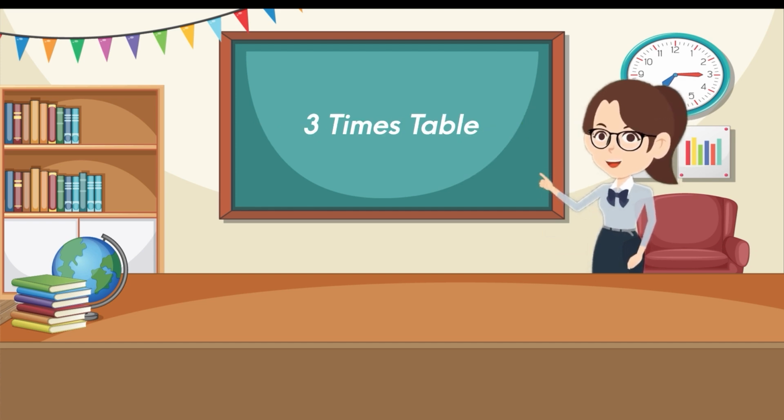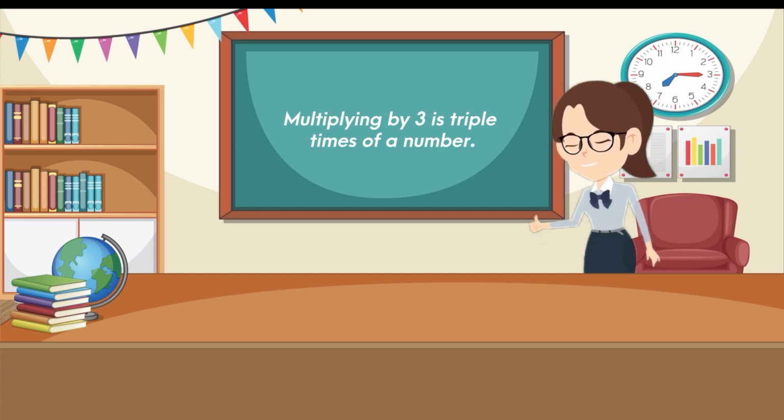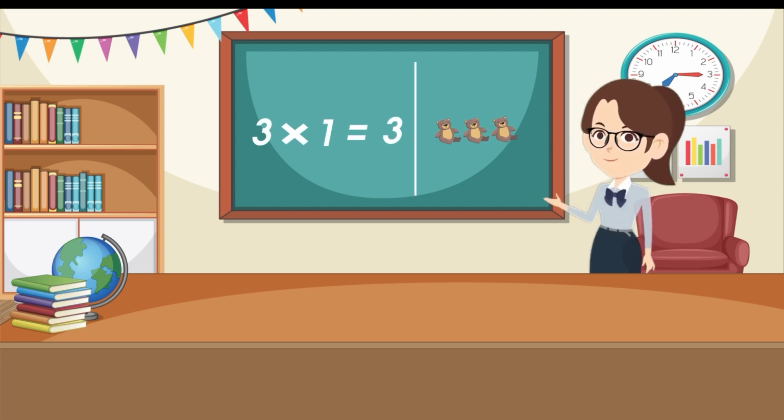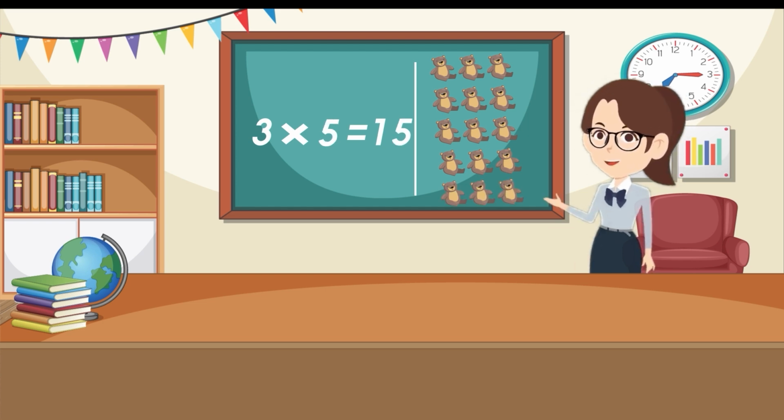3 times table. Multiplying by 3 is triple times of a number. 3 into 1 is equal to 3. 3 into 2 is equal to 6. 3 into 3 is equal to 9. 3 into 4 is equal to 12. 3 into 5 is equal to 15.